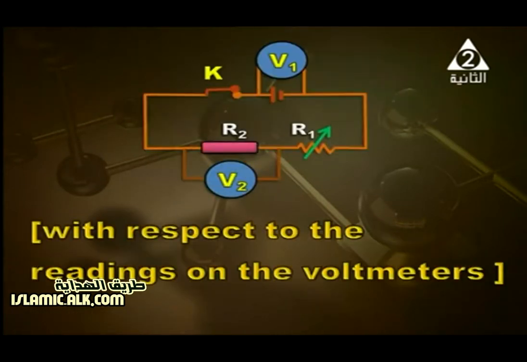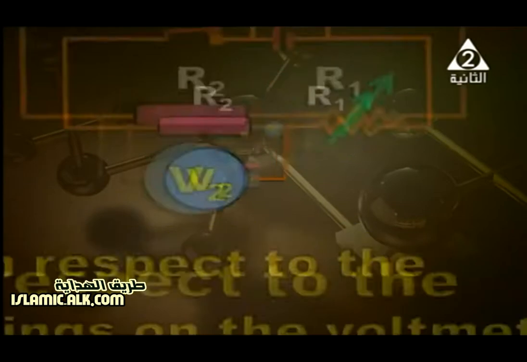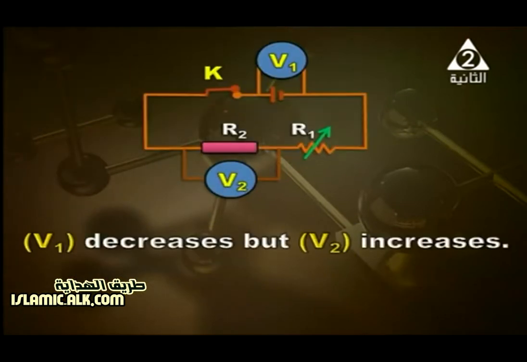Okay, we want you, of course, to say what will happen to the readings of the 2 voltmeters. So, V1 decreases, but V2 increases.